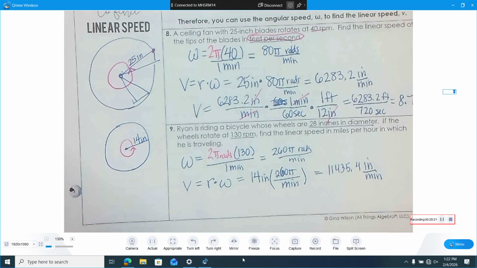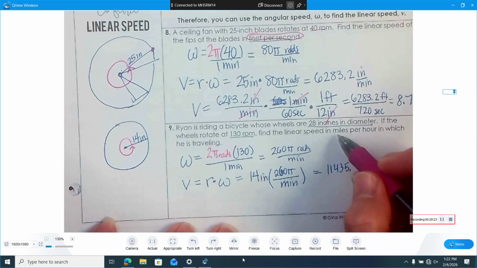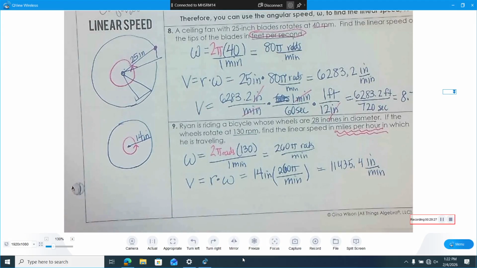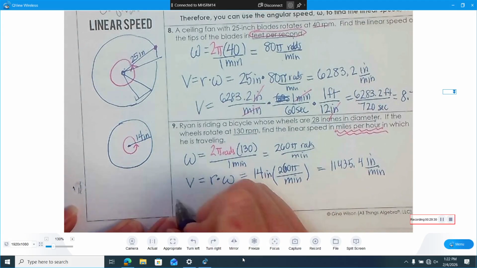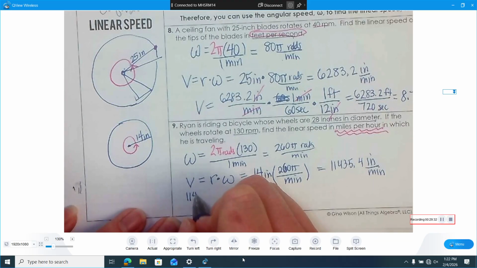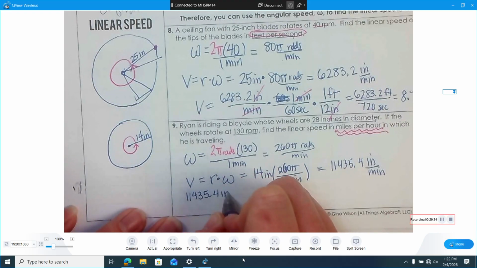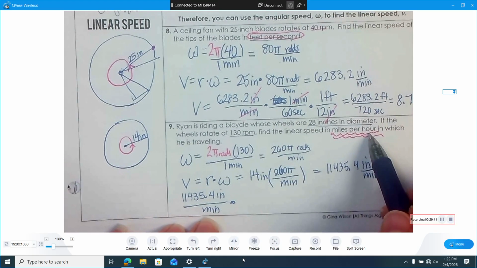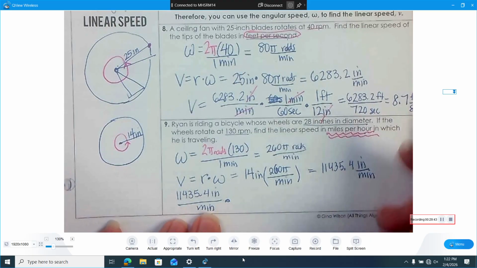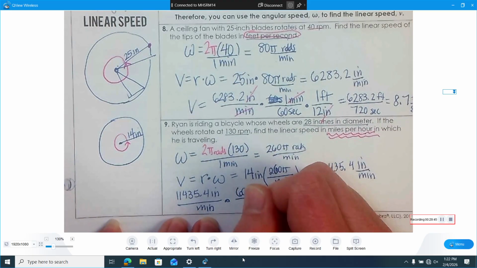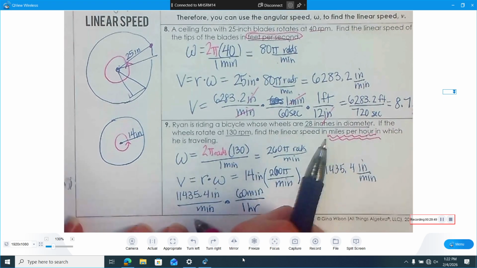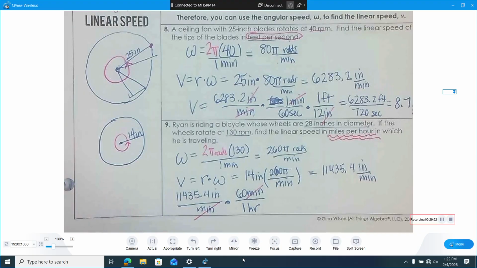Not too bad. But we want this in linear speed in miles per hour. So I'm going to convert 11435.4 inches on top, minutes on the bottom. All right, I want hours. Tell me what you know about hours and minutes. 60 minutes in an hour. So I want 60 minutes on top, 1 hour on the bottom. So my minutes can cancel.